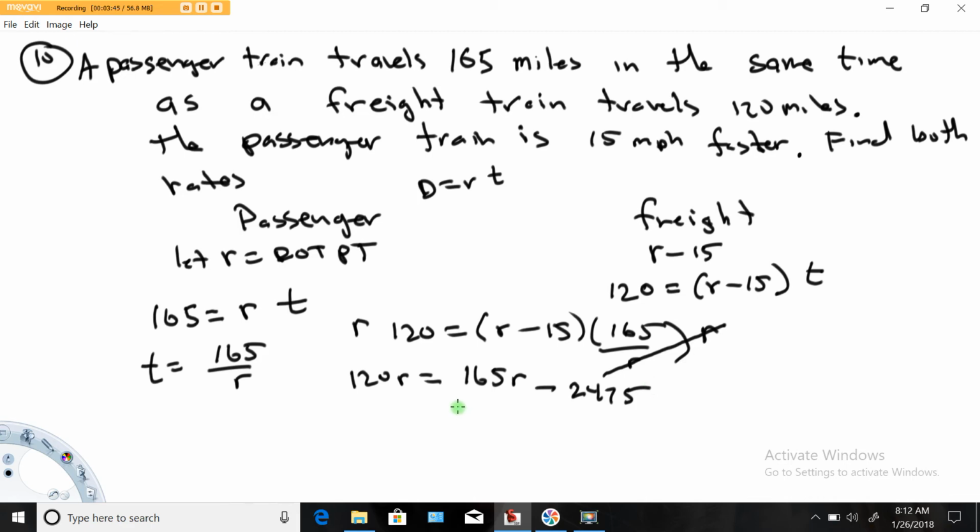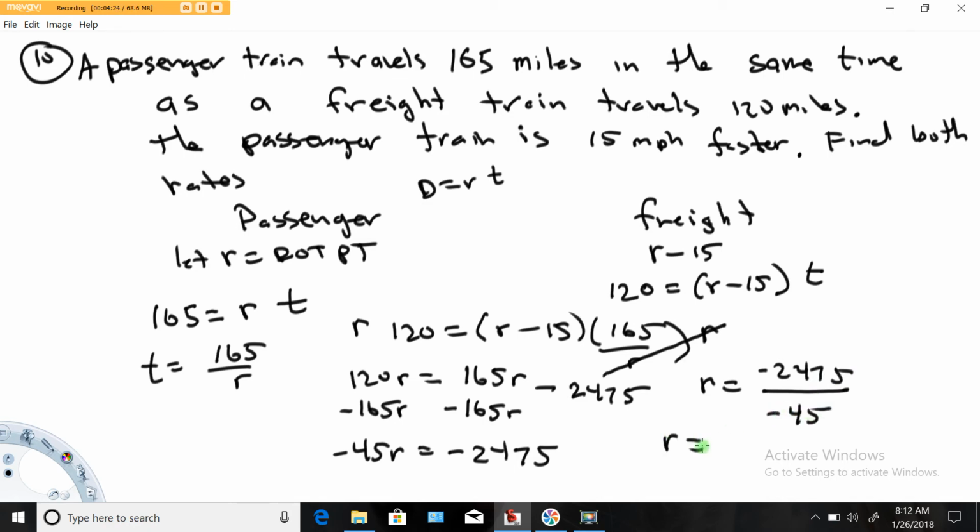Now we want to get the r's together. One way we can do that is by subtracting 165r from both sides. Always have to do both sides. So this left-hand side, we're going to have minus 45r equals. On the right-hand side, these are going to add to 0, so we're just left with minus 2475. Next step to solve for r, we're going to divide both sides by minus 45, so this reads minus 2475 over minus 45. I get 55 miles per hour for the value of r, which is the rate for the passenger train.